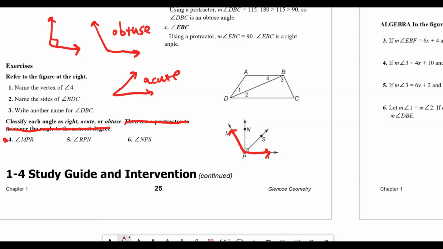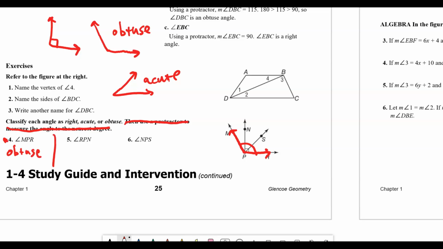So let's look at MPR. Is that right, obtuse, or acute? Let's answer that in the Edpuzzle. So hopefully you looked at MPR and you saw that that's clearly bigger than 90. You have a 90-degree angle that lives in there, so we should call that an obtuse angle.